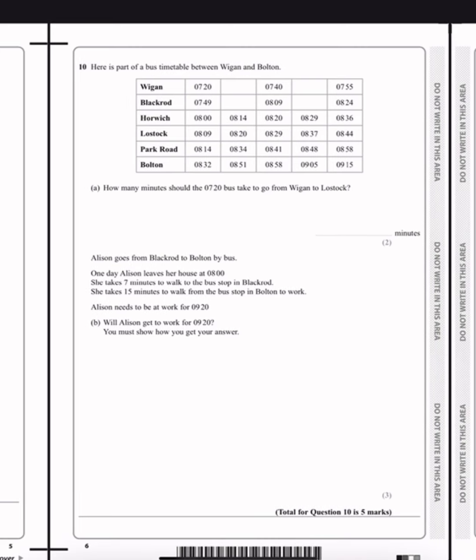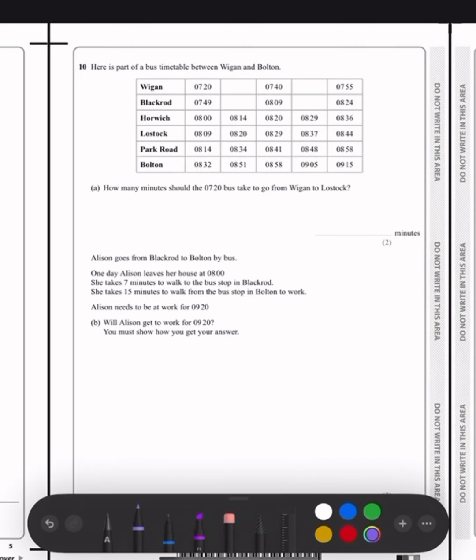Okay, so now we're on the 10th question. Our 10th question is, here is a part of a bus timetable between Wigan and Bolton. As you can see, they've given us a table again, with certain timings for Wigan, for Black Road, for Horwich, for Lostock, for Park Road, for Bolton. They've given us timings everywhere, and your A part is, how many minutes should the 7:20 bus take to go from Wigan to Lostock?